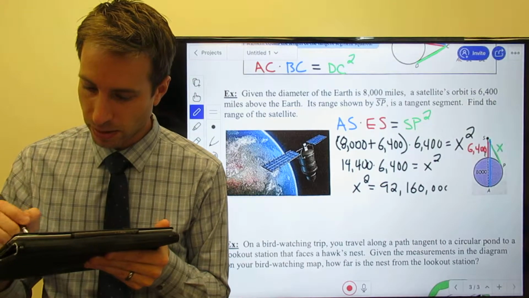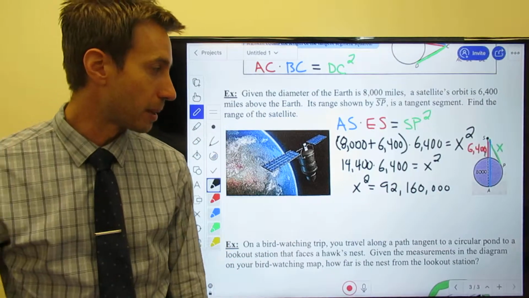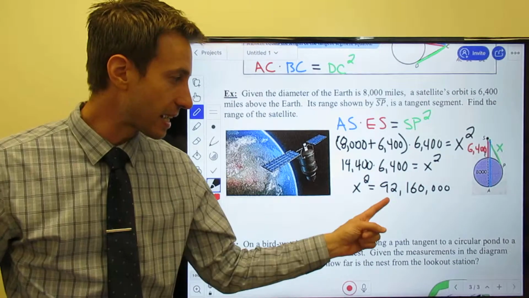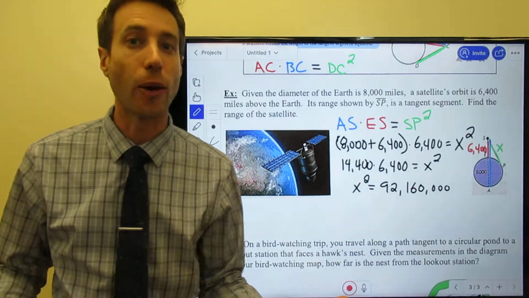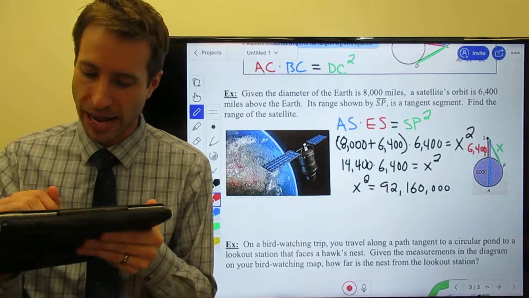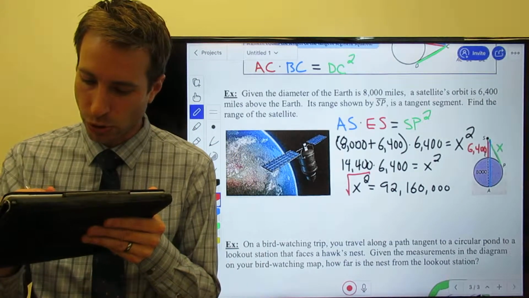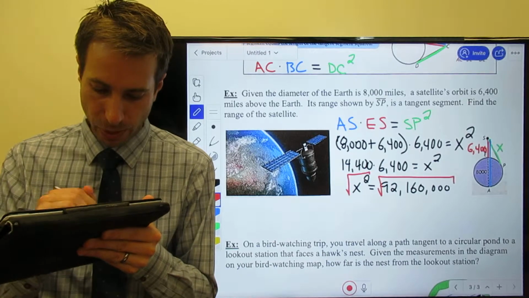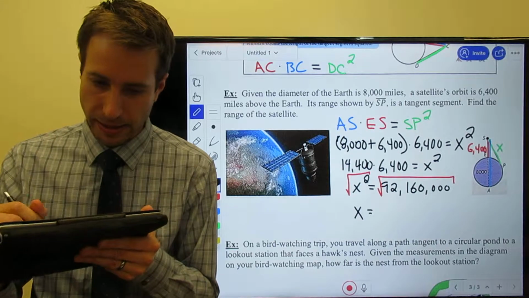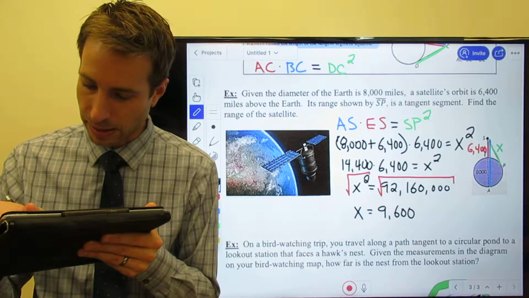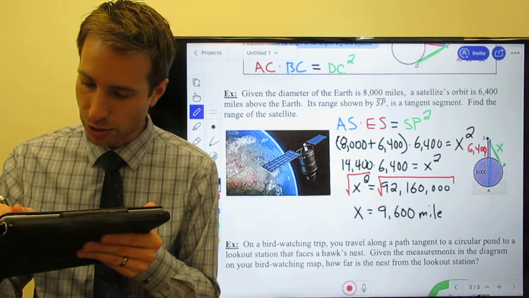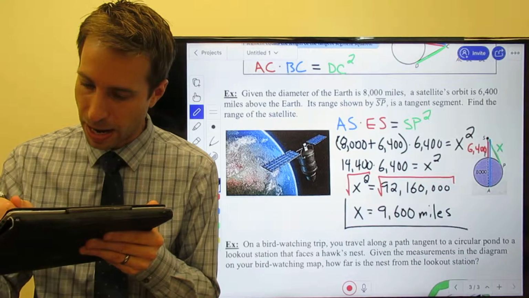92,160,000. Big number, big number. But that's not my answer, right? I'm trying to solve for x, and I have an x squared. So how do I solve for x? Yeah, algebra says take the square root of both sides. X is going to be equal to 9,600. And of course, the units on that will be miles.